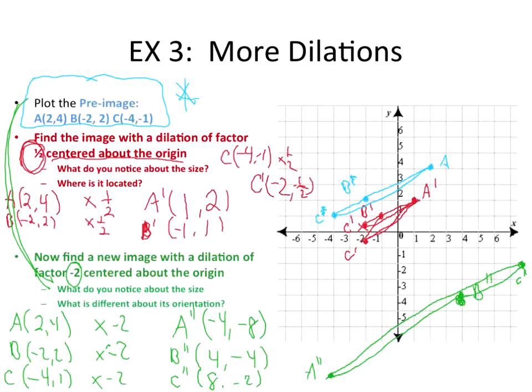Oh, the last thing. The most important part was centered about the origin. Anytime it's centered about the origin, we're allowed to just multiply my coordinates by the scale factor. So what if it doesn't say that? What if it says this?